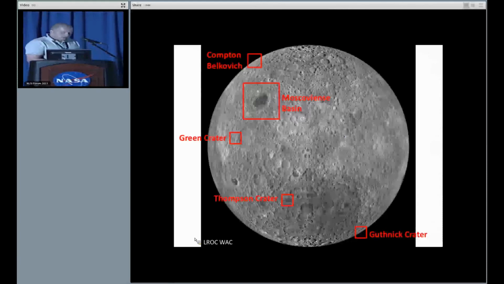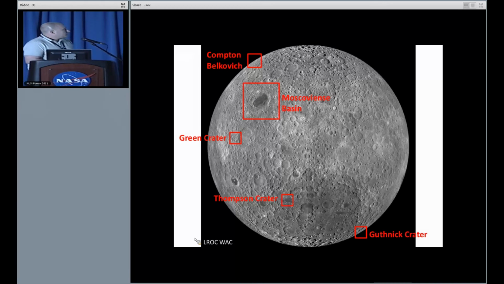So the sites I'm going to be talking about today are starting with Gruithuisen, then we'll move up to Compton-Belkovich, back down to Thompson Crater, and then we'll dwell for some time on Moscoviense Basin.